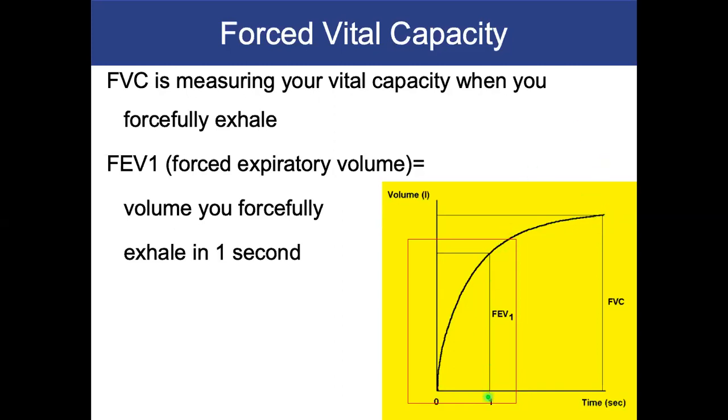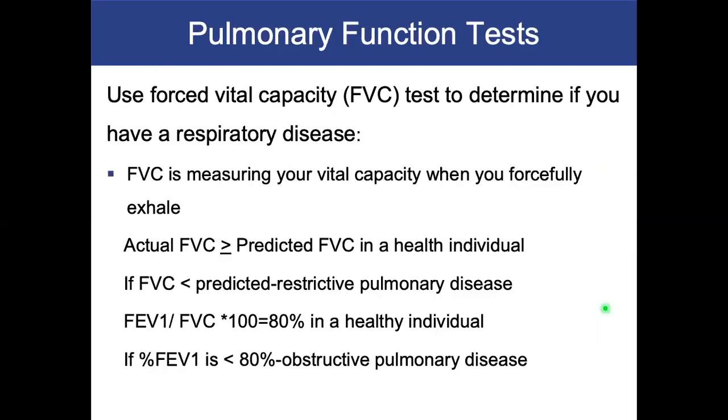And you want to know how much air you moved in 1 second, right? So you want to know, okay, how many liters did I exhale out in 1 second? And how many liters did I maximally exhale out, right? And again, this is forced vital capacity, not slow vital capacity, because you're forcing it out in 3 seconds. We can use a forced vital capacity to figure out if somebody has a respiratory disease, okay?